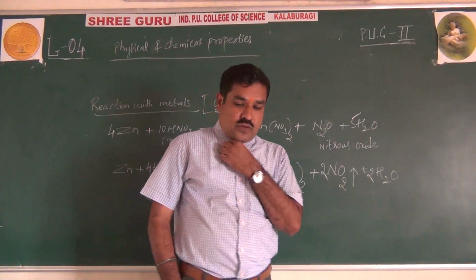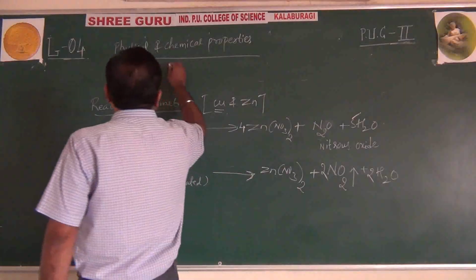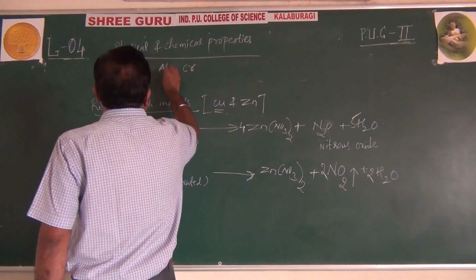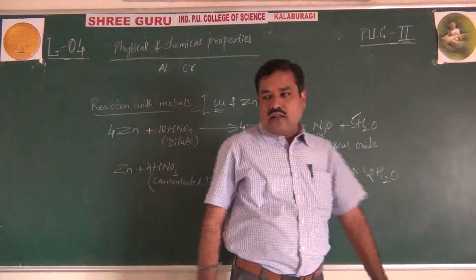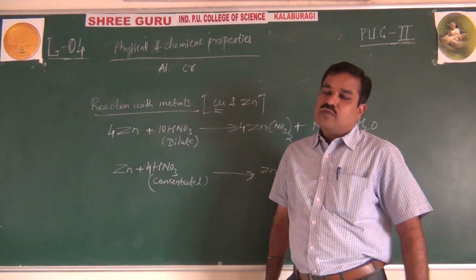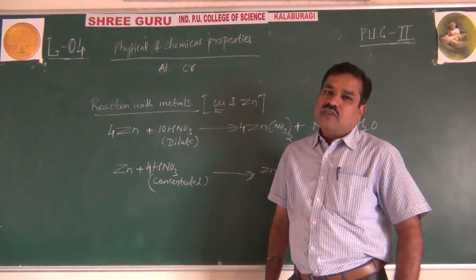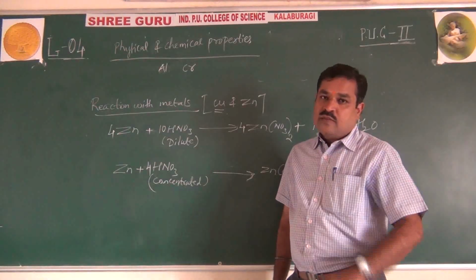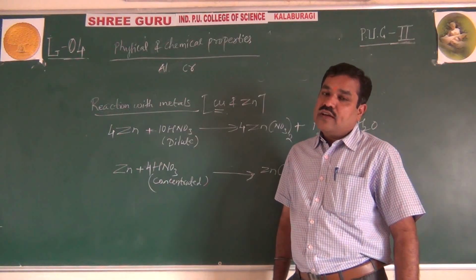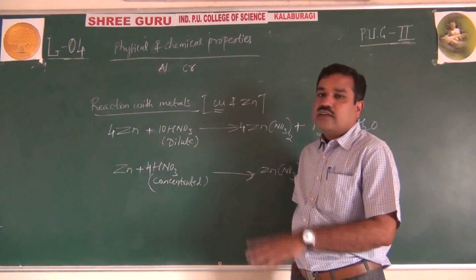Coming to the next fact, metals like aluminium and chromium: do they react or not? With concentrated nitric acid, aluminium and chromium are rendered passive. Why? They do not show reactivity because they form a thin film oxide layer with nitric acid which does not allow them to react further.